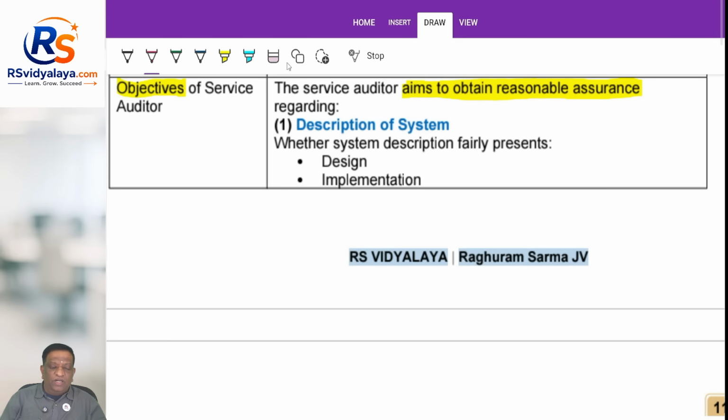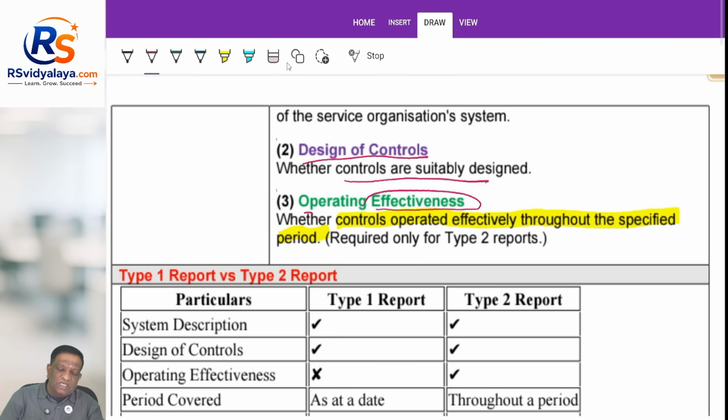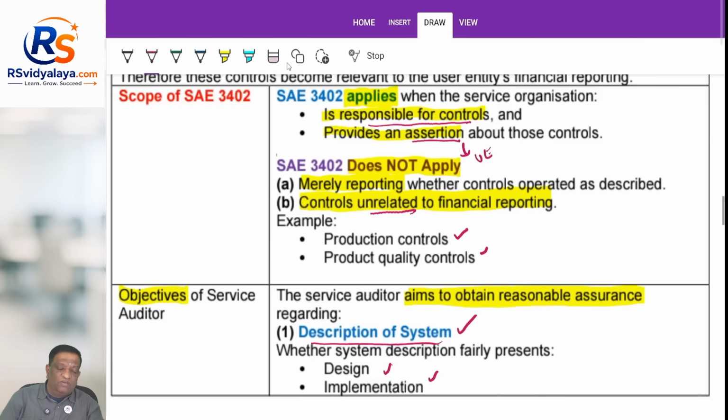the processing. And then maybe you would have designed the system and the controls, but are they operating effectively? That is, are the people following it, or are there any technical or human related issues? So these are the 3 points that an auditor would try to look at. Now we come to the major part of the discussion.